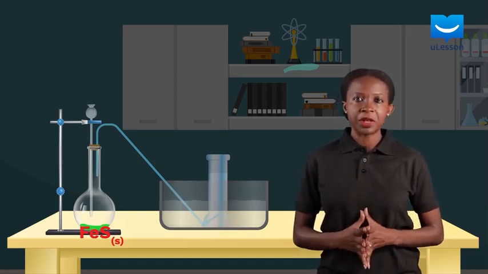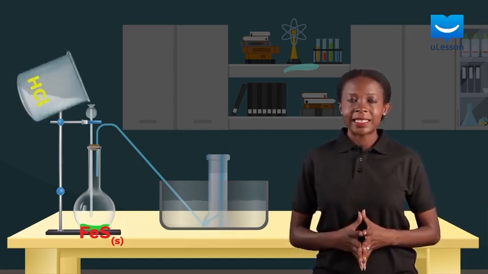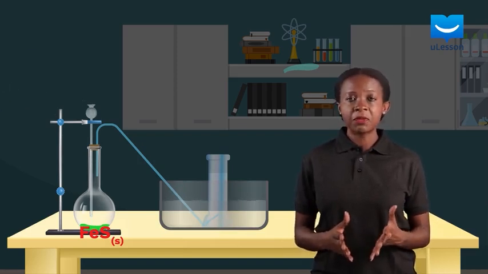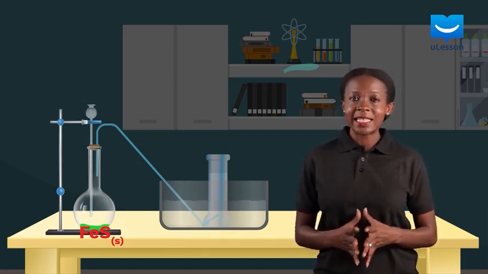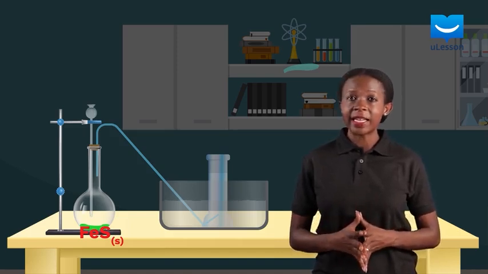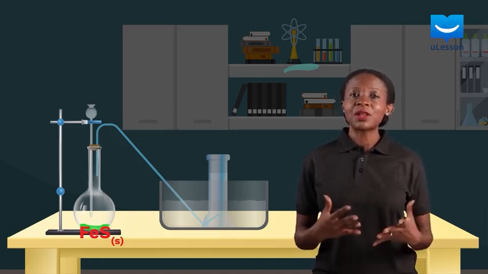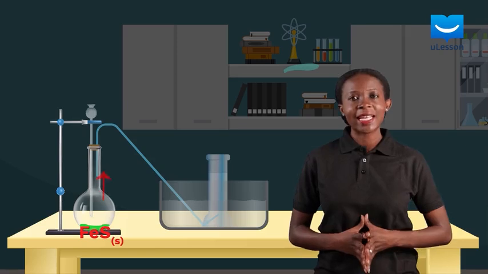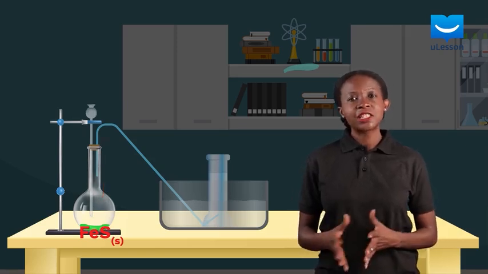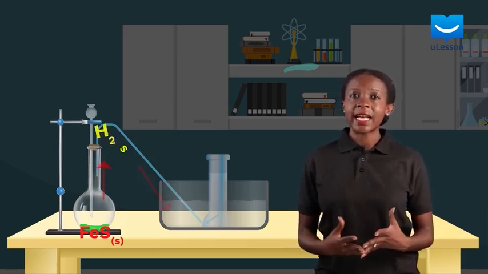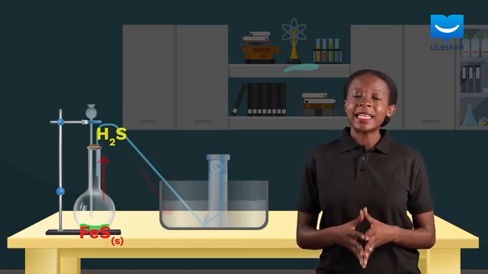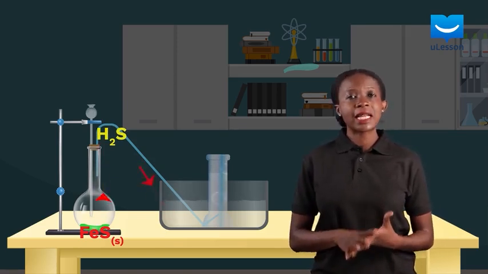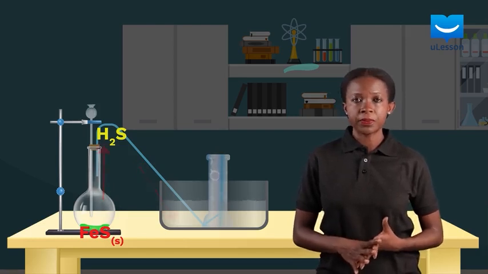To start the preparation, dilute hydrochloric acid is passed into the flat bottom flask through the thistle funnel. Once the hydrochloric acid is in contact with the iron(II) sulfide, the chemical reaction which results in the formation of hydrogen sulfide gas commences. As shown here, the hydrogen sulfide gas passes through the delivery tube into the water trough and is then collected over water by the downward displacement of water.